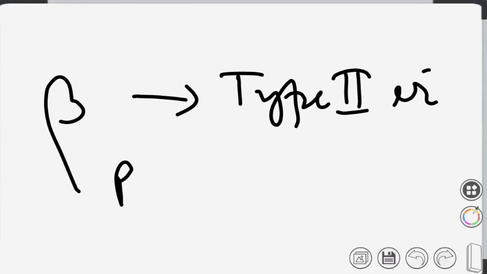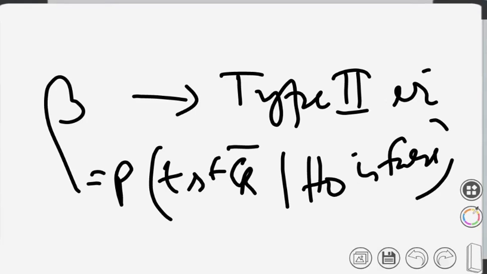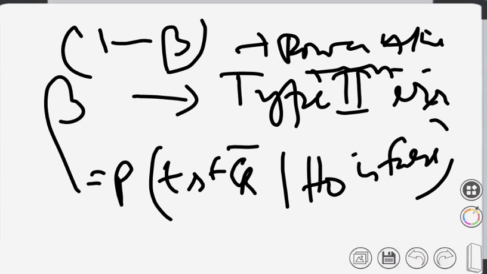So what is that probability? Probability that H naught is false and TS belongs to CR bar. So this is beta, or the probability of type 2 error, and 1 minus beta is called the power of the test. Okay, so these are the terminology, this is the very important discussion I have done. So please go through the discussion again.